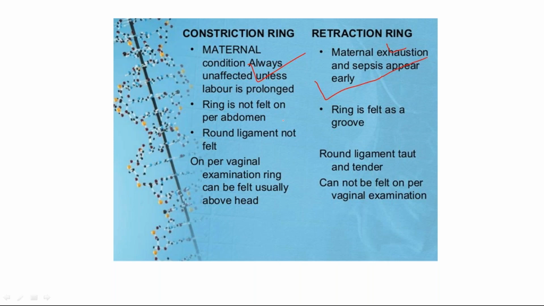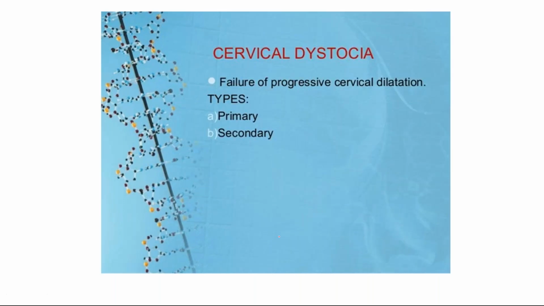The ring is not felt per abdomen. This is felt as a groove. So round ligaments are all felt. Here you find the round ligaments are taut and tender. Per vaginal examination, the ring can be felt above the head, but here you can't feel anything per vaginal examination. So these are some of the differences between constriction ring and the pathological retraction ring or the Bandl's ring, right?